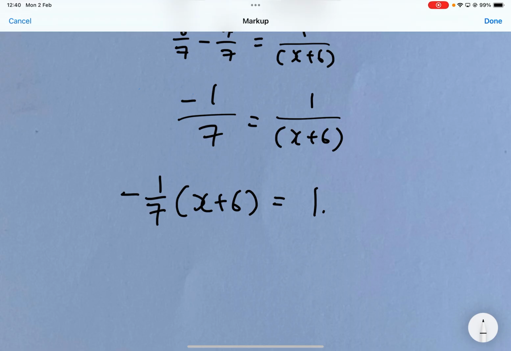Okay? After I multiply this bracket over, I still don't want a fraction. I don't want there to be a 1 over 7. So if I don't like this 1 over 7, I can make it disappear by multiplying 7. When I multiply 7, 7 can cancel with this denominator.